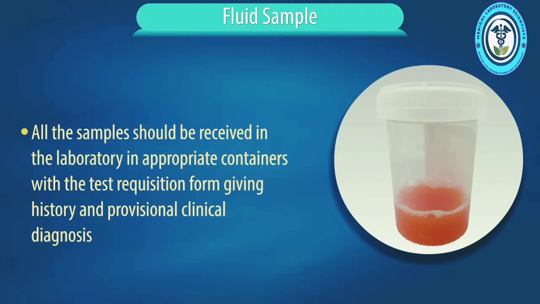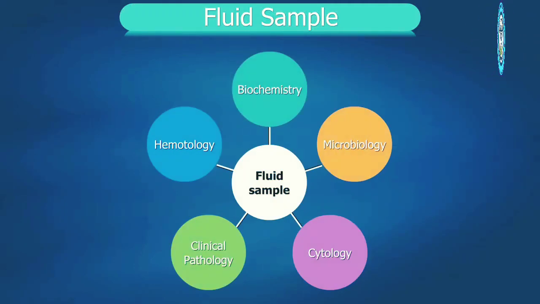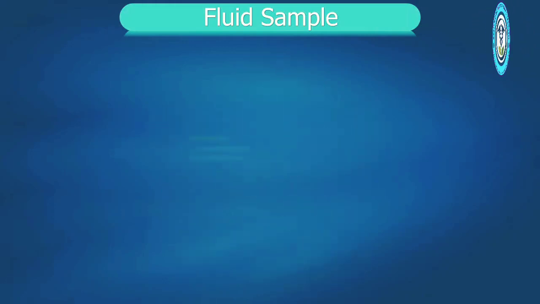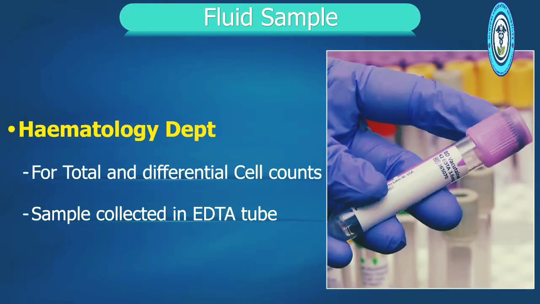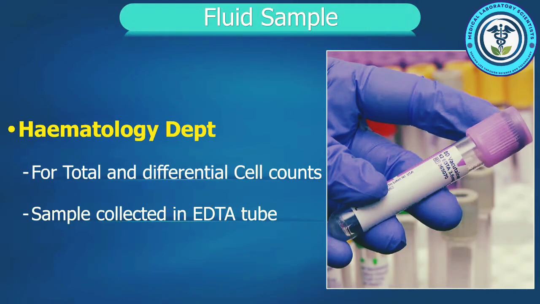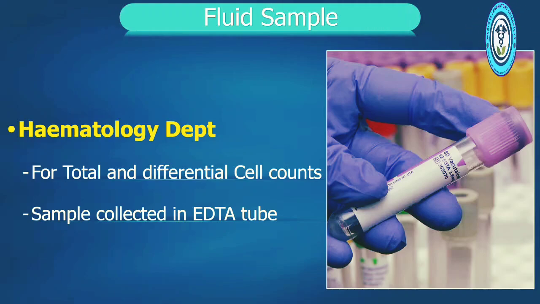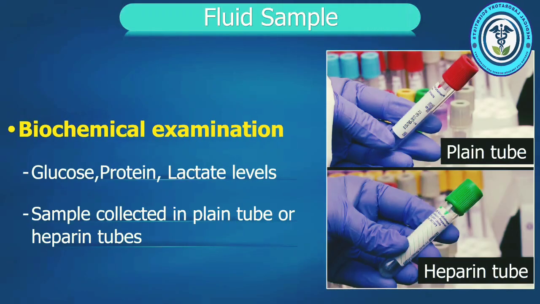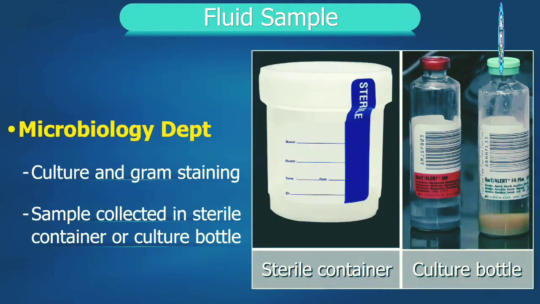provisional clinical diagnosis. When the fluid sample is received in the laboratory, it needs to be sent to different departments for testing. The hematology department for total and differential cell count. The sample here is collected in EDTA tube. Biochemistry examination for glucose, protein, lactate levels, etc. Sample is collected in plain tube or heparin tubes.